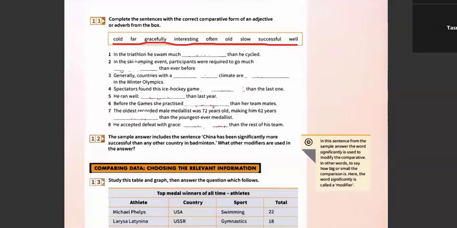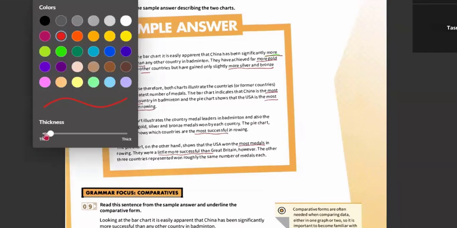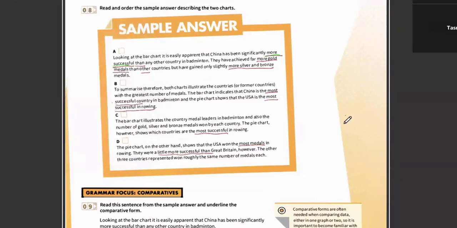Okay. So what other modifiers are used in the answer that is given above? Please find those out. Let's start with the first paragraph. Significantly is one that is already given here in the question. What are the other ones? It is easily apparent. So easily is a modifier. Very good. Yes, definitely. Easily apparent. So easily is a modifier. Very good. And then gained only slightly more silver and browns. Slightly more. Very good.